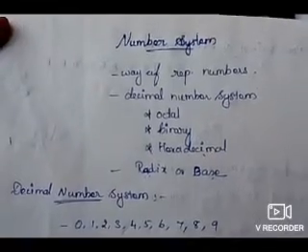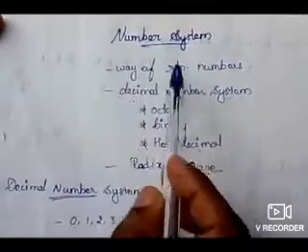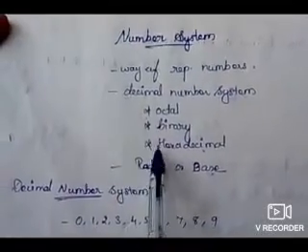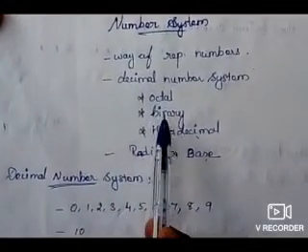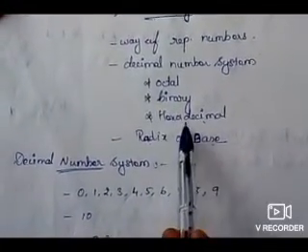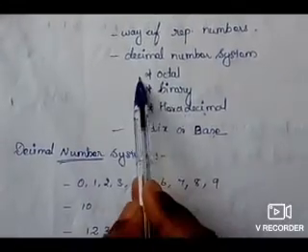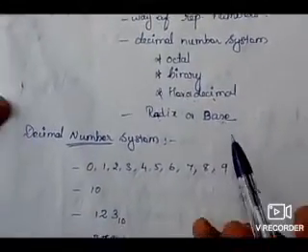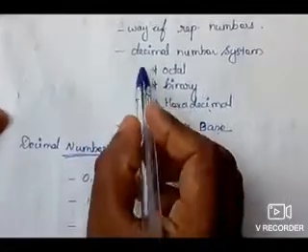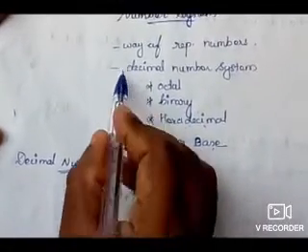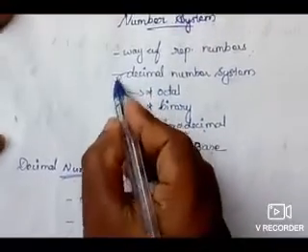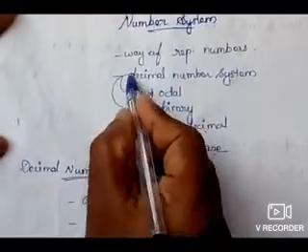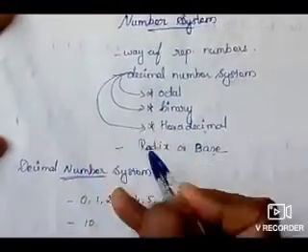In this video we studied what a number system is, what the different types of number system are, what the decimal, octal, binary and hexadecimal number systems are, what their base values are, and their conversions also. The conversions we studied are decimal to octal, decimal to binary, and decimal to hexadecimal.